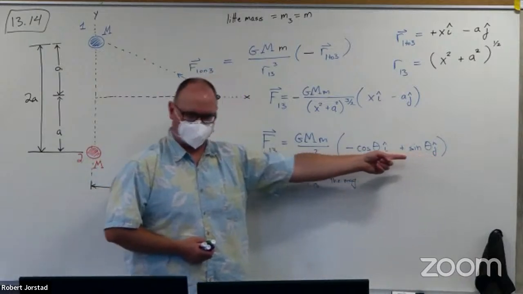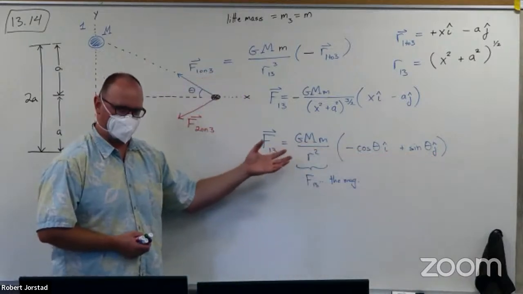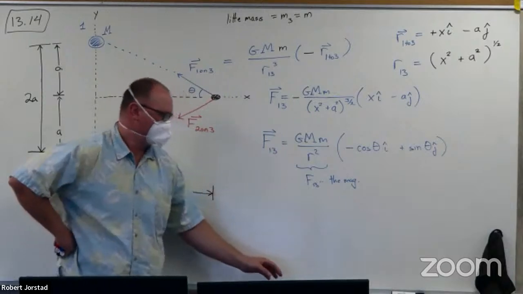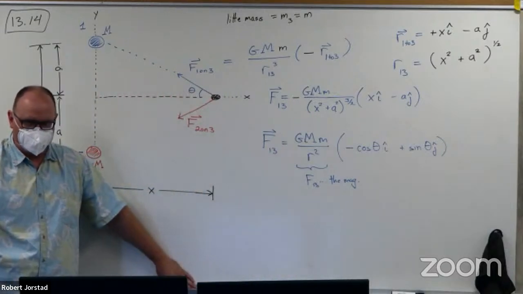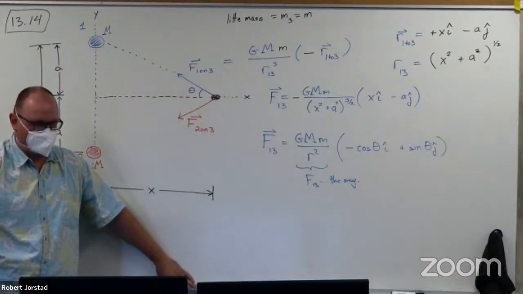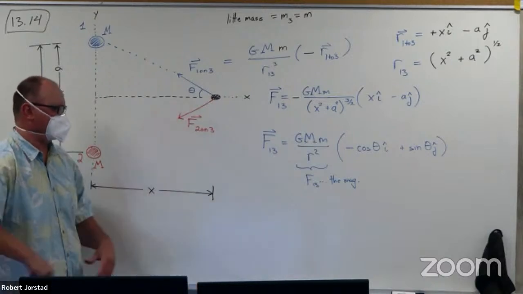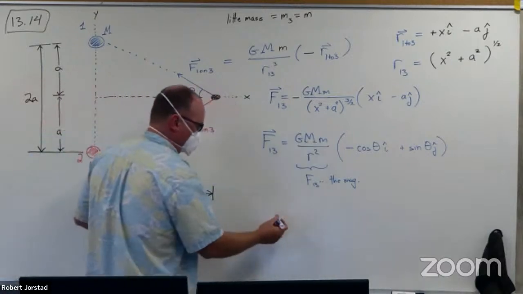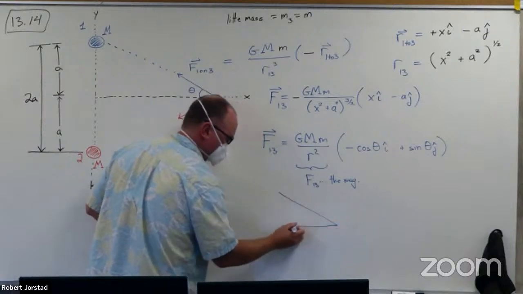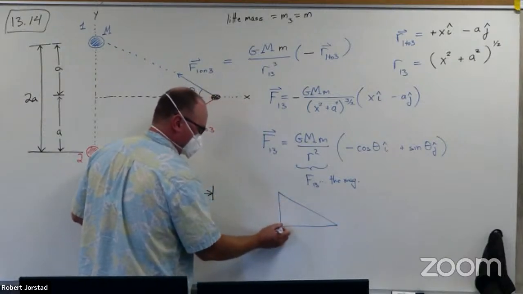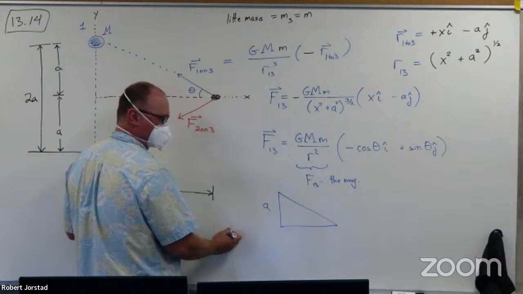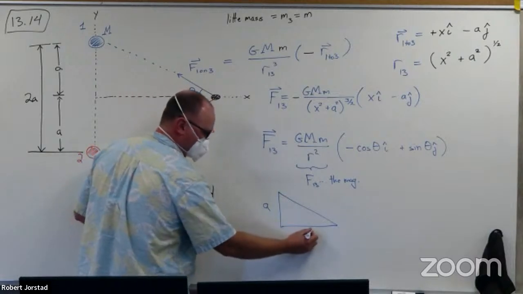So take a second to kind of feel this through. This is, I think, also very useful to understand. You good on that? But now, how do I get cosine theta? Well, I'm going to draw the triangle again. This side of the triangle is A. This side of the triangle is X.